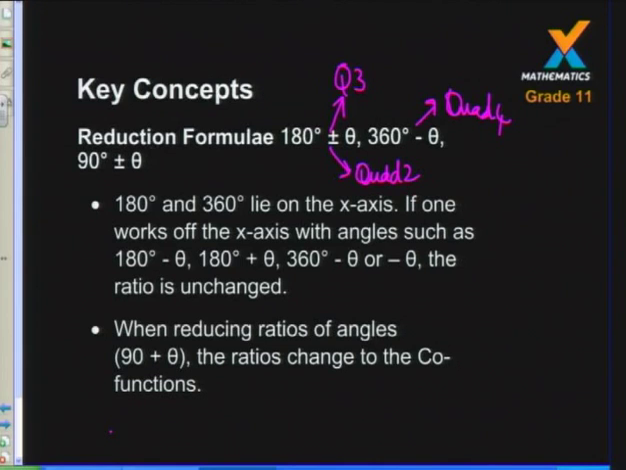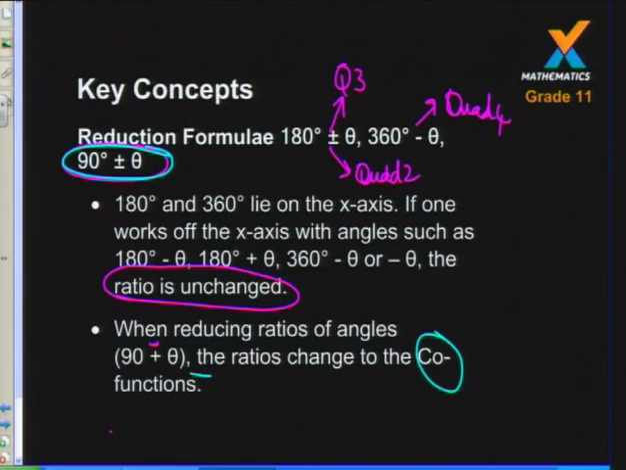And then we've got some co-functions. So we've got 180 and 360. They lie on the x-axis. So if one works off the x-axis with angles such as 180 minus theta and 180 plus theta and 360 minus theta, or even negative, the ratio that we're going to reduce it to will remain unchanged. But when reducing angles of 90 plus or 90 minus, these functions here, the ratio changes to the co-function.